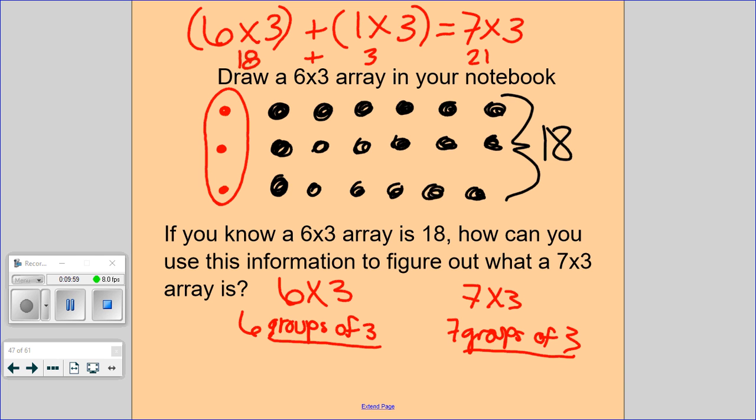And just to prove to you that we did a backwards break apart, you should be looking this way, thanks. If I break apart my 7 into 6 and 1, I have 6 groups, and I have 1 group. We have 6 and 1. I broke apart my 7 into a 6 and a 1. I have 6 groups plus 1 more group equals my 7 times 3.